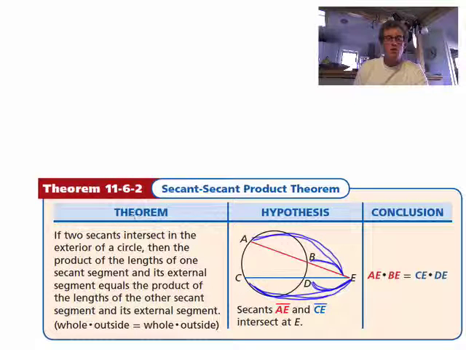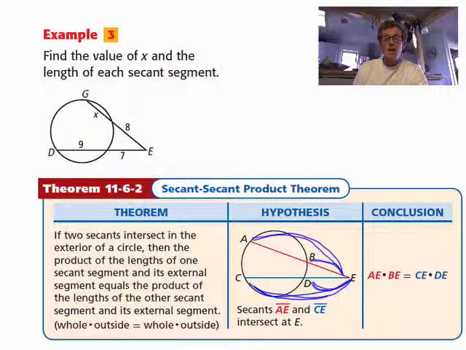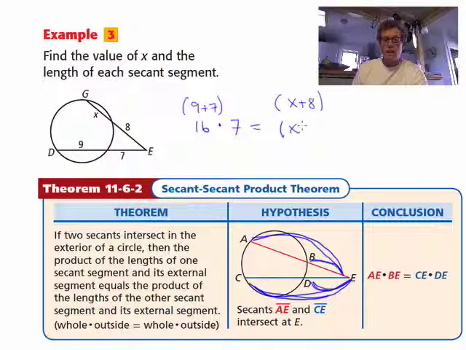Okay? Well, let's do a little bit of math to see if we can apply this. Find the value of x and the length of each secant segment. Well, what I'm going to do is I'm going to say that this full length, DE, so that's 9 plus 7, that's going to give me 16, times this segment right in here, which is 7, is going to equal GE, so that's going to be x plus 8. Okay, we'll just leave it as x plus 8 times 8.